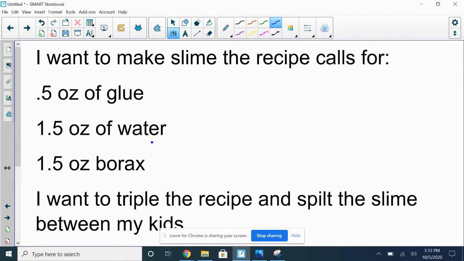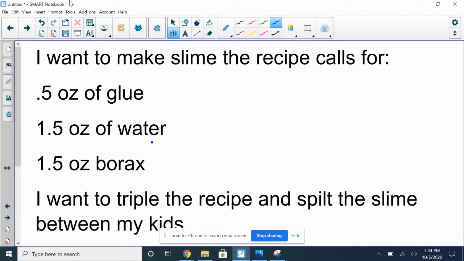So this is one of the things I hear a lot with math: well, when are we ever going to use it? This is actually a real situation that I had. I wanted to make slime for my boys, and I have 2 boys. So the recipe called for 1/2 ounce of glue, 1.5 ounces of water, and 1.5 ounces of borax. I just used these numbers to make them decimals. The situation is real. This recipe is not, so I'm not sure how your slime would turn out if you use this recipe that I've got.